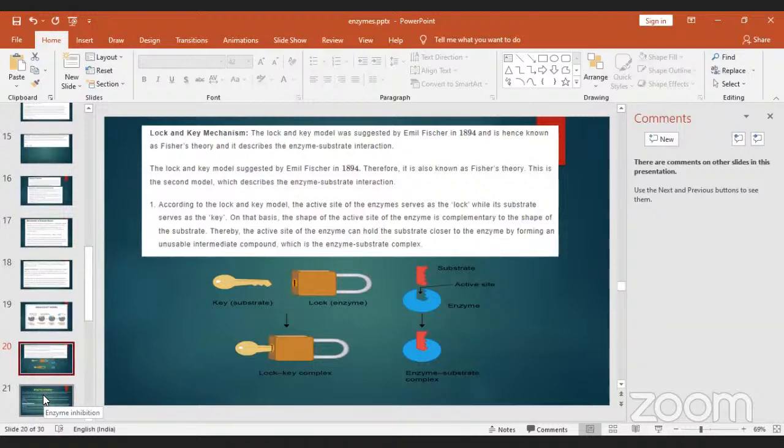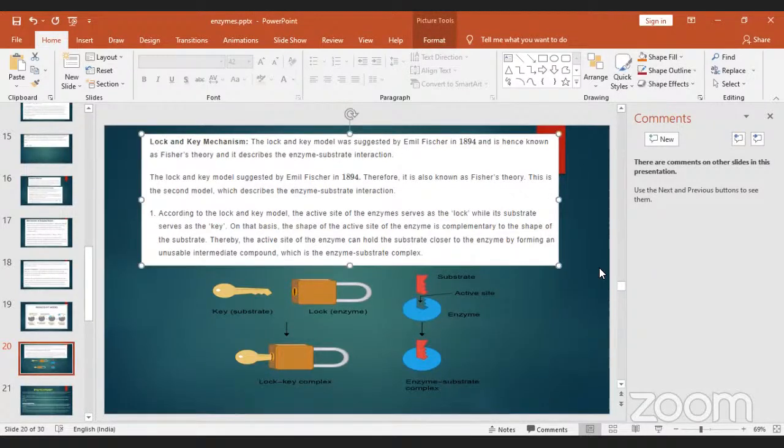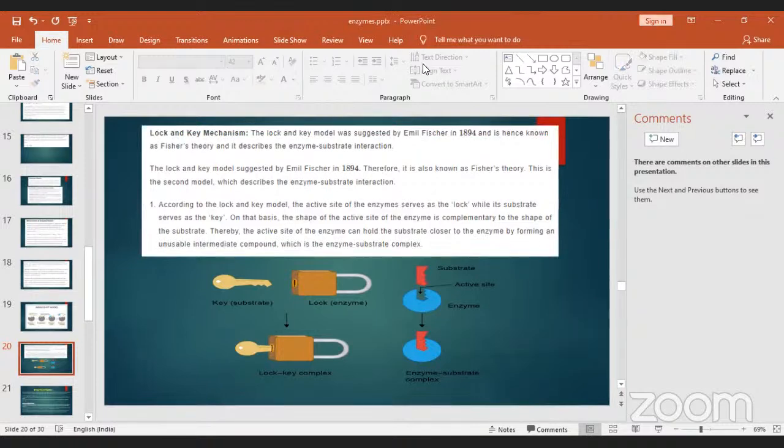According to this lock and key hypothesis, the enzyme and its substrate have complementary shapes, and specific substrate molecules are bound to a specific site of the enzyme molecule. That is the lock and key mechanism, proposed by the scientist Emil Fischer in the year 1894. So this is the mechanism of enzyme action.